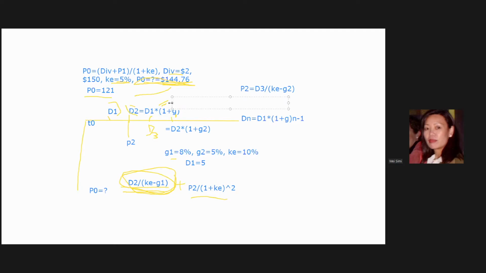So dividend 2 equals 5 multiplied by 1 plus 0.08, the growth rate G1. Equal to what? 5.4. Yes? Okay, good, thank you. So you have dividend 1, dividend 2. Look, this is cash flow, today is here, this is cash flow, this is cash flow, and then P2.